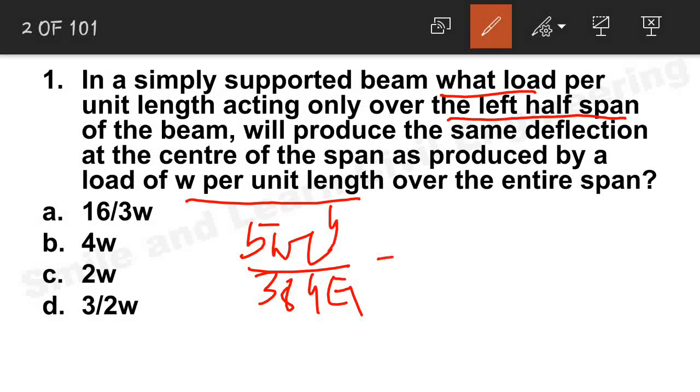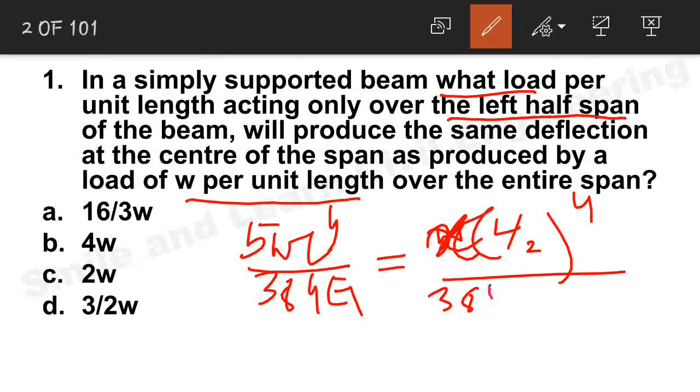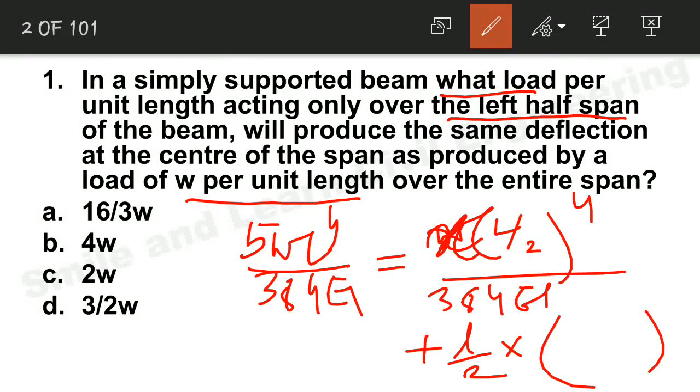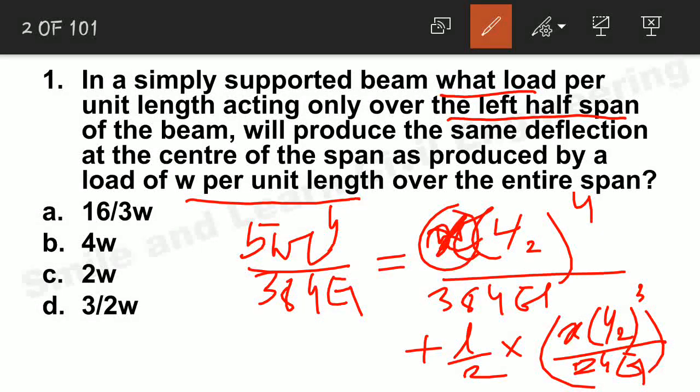Now this will be equal to what load? So W into L by 2. Let's consider this W as X. X into L by 2 whole to the power 4 divided by 384 EI, plus, since it is acting over half of the span, you have to add the slope term only, X into L by 2 whole cube divided by 24 EI. If you solve this equation, X will be almost equal to 2W.